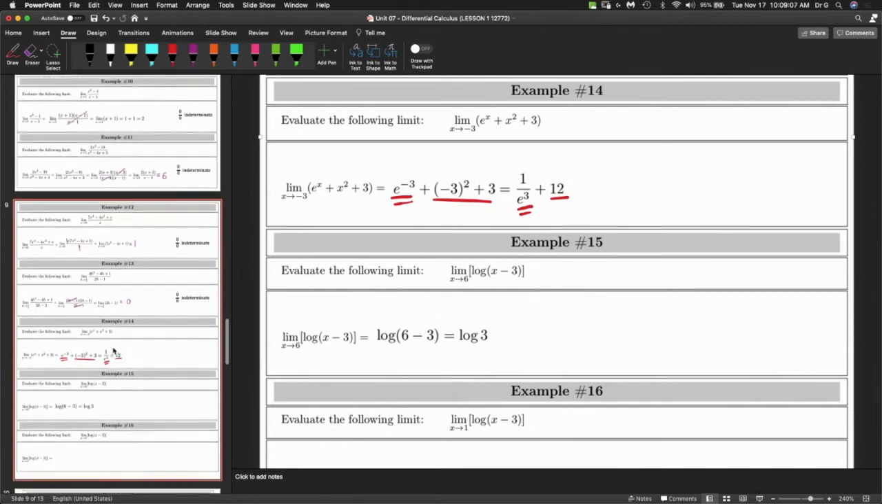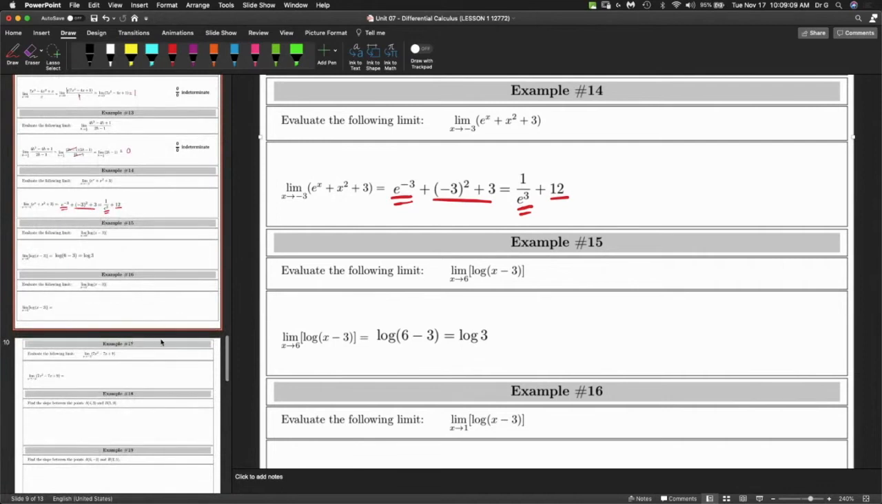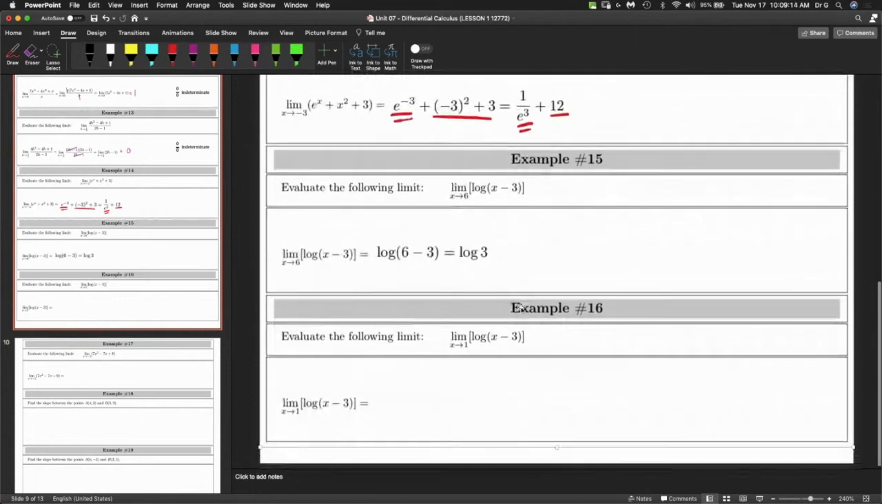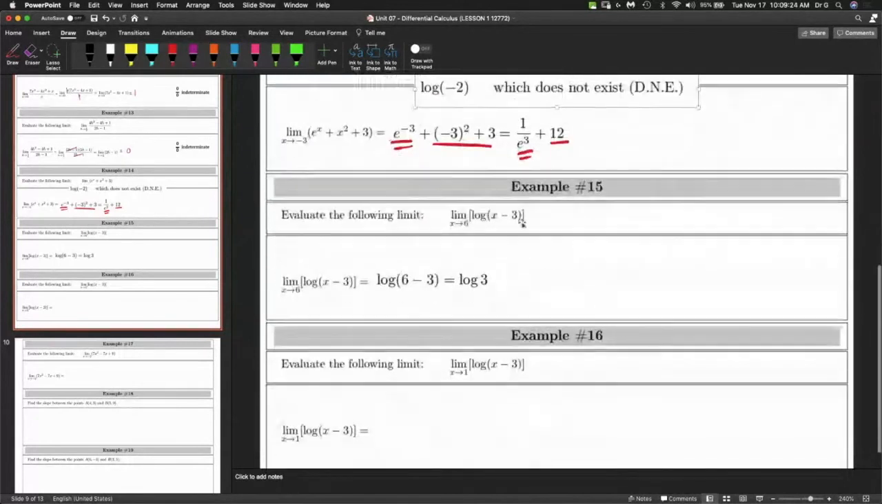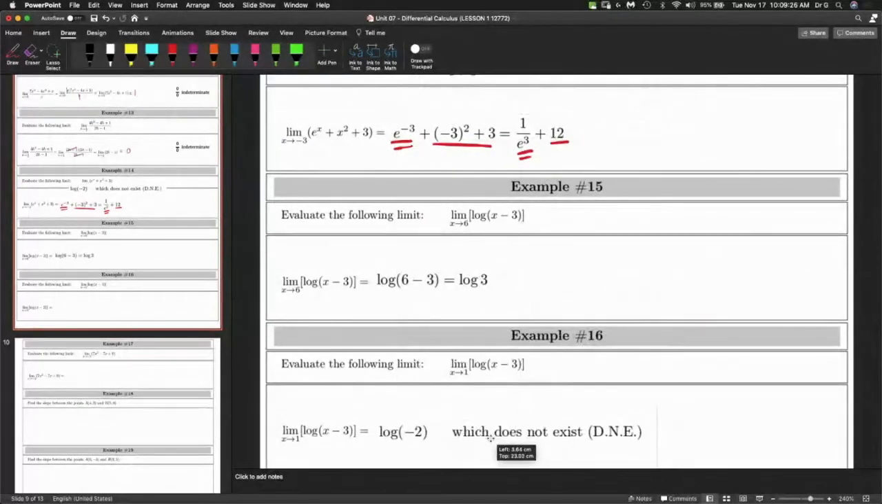The last one on this page is just going to be plugging in 1. And this one here is interesting, because if you plug in 1 here, it means that you're taking a log of a negative. This is not an issue with limits. This is an issue with the function itself, because you cannot take a log of a negative.